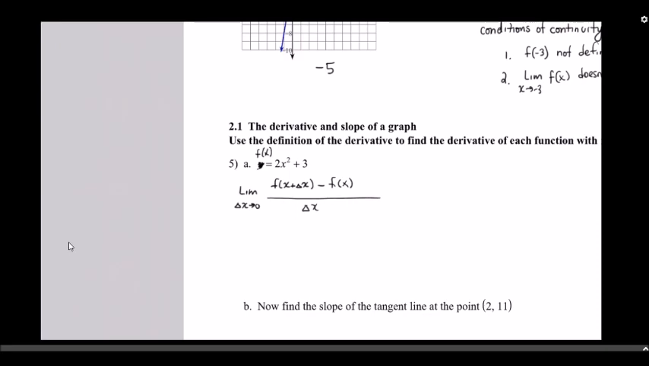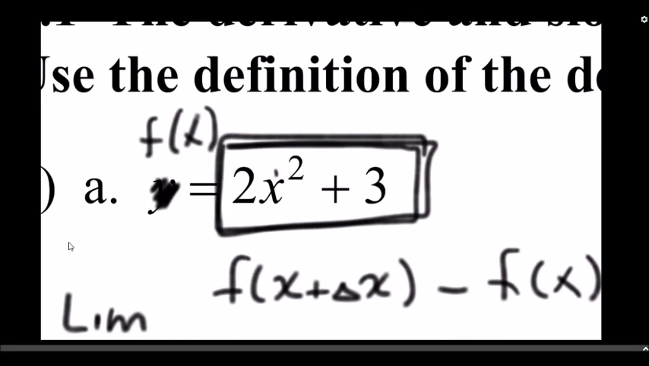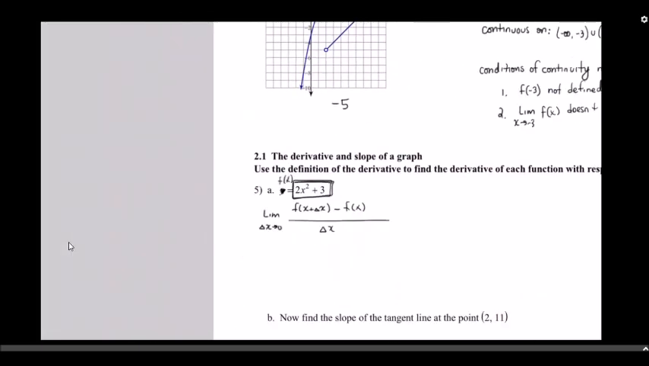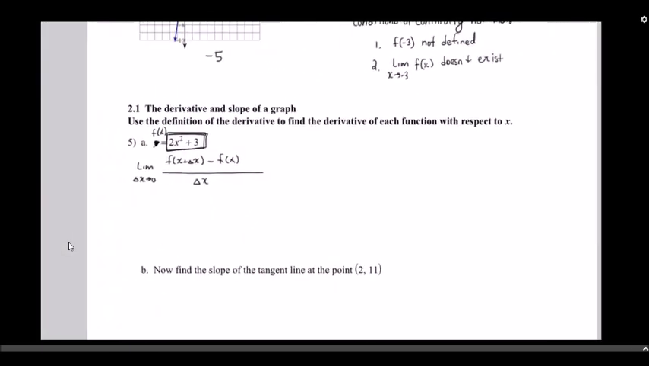So f of x plus delta x, if this is f of x right here, 2x squared plus 3, if that's f of x, then f of x plus delta x means that the x right here, if we zoom in, gets replaced with an open parenthesis, and in that parenthesis I'm just going to put x plus delta x. So that's how I'm going to start.